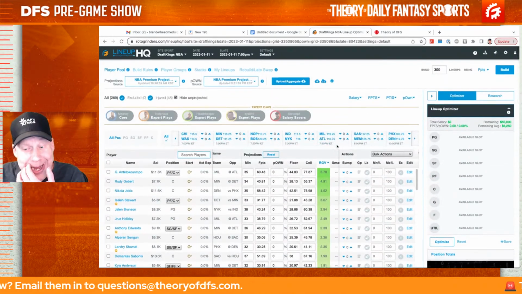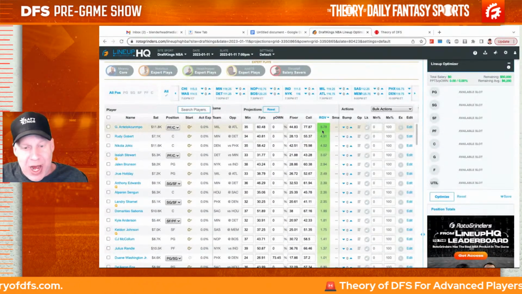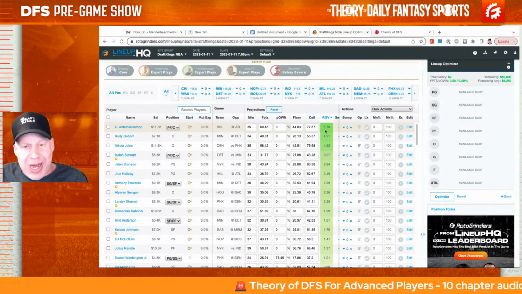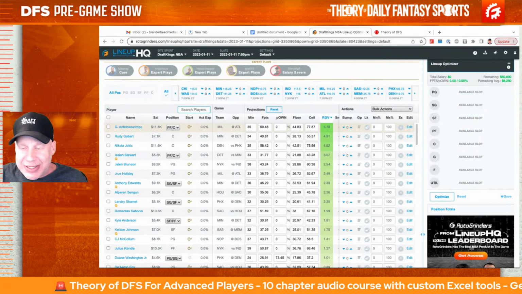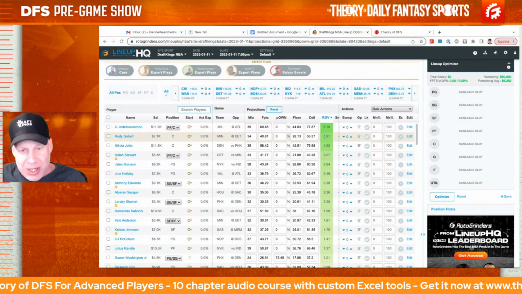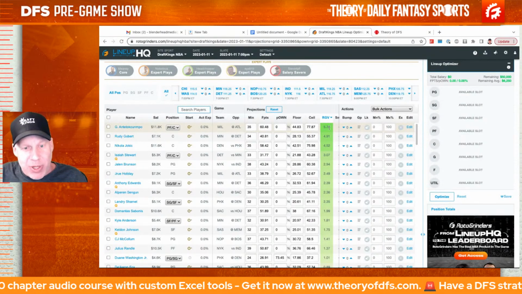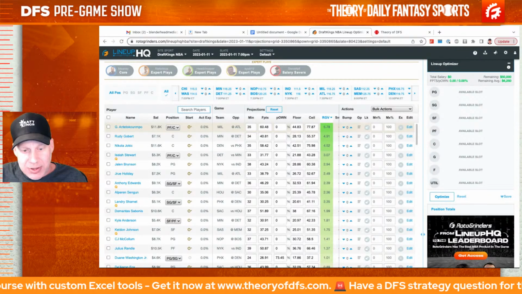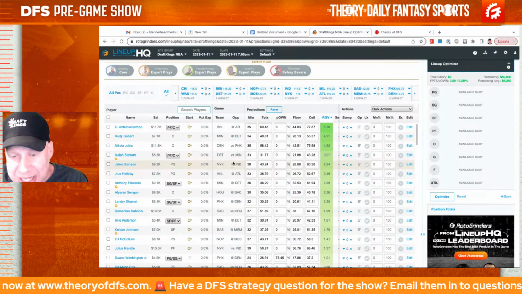There will be occasions where some guy's RGV, or salary adjusted plus minus, is way high. That's typically the scenario where some guy at 4K projects for 40 points. Which means on average you're sacrificing that amount of points by not having them. So this is how you use that column. This is how you use LineupHQ.